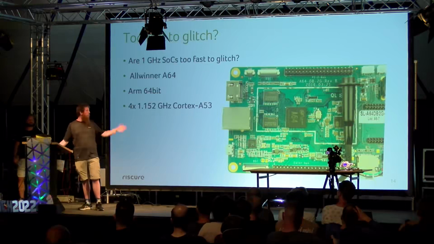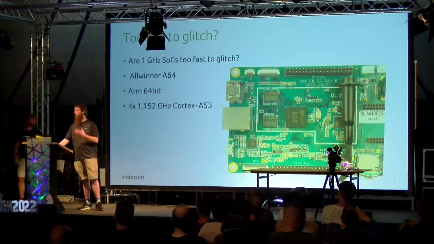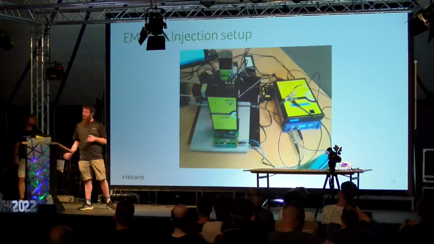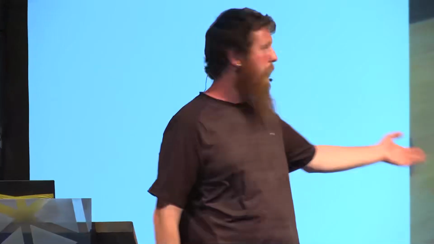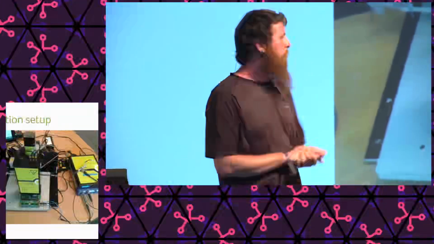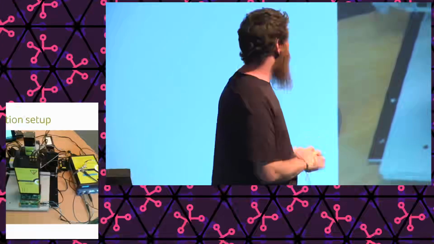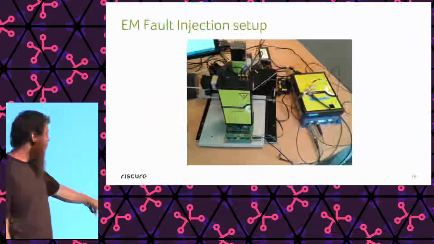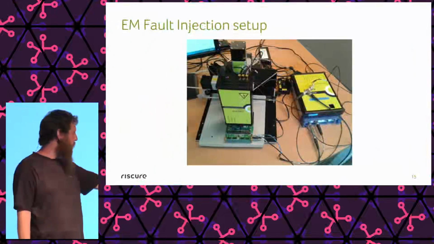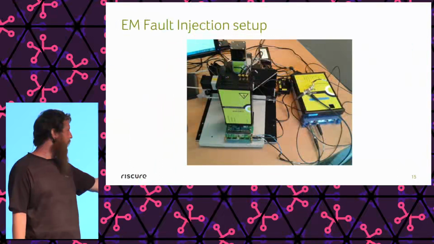So yeah, now we know what we want to glitch. How do we actually go about doing this? What you can see here is quite a generic EM fault, so electromagnetic fault injection, setup. You can see the various parts here in the bottom left. This PCB with the wires coming and going is the target itself.